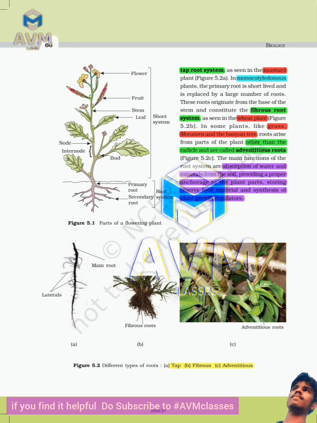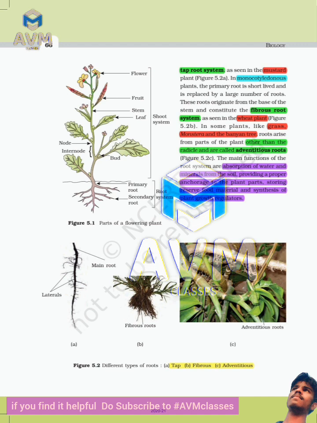In monocotyledonous plants, the primary root is short-lived and is replaced by a large number of roots. These roots originate from the base of the stem and constitute the fibrous root system, as seen in the wheat plant. In some plants like grass, Monstera and the banyan tree, roots arise from parts of the plant other than the radicle and are called adventitious roots.